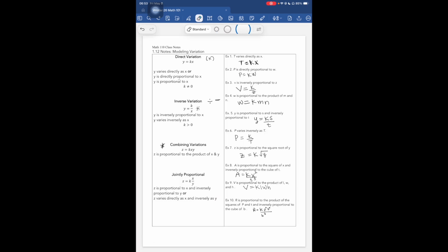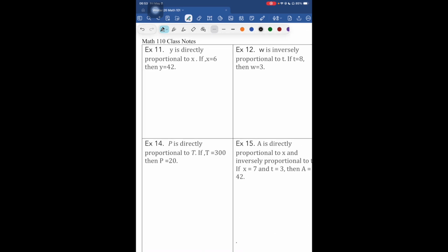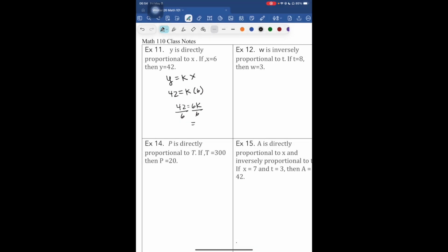Okay, now that we know how to use the verbiage and write all of these equations, we're going to go to the next page and we're going to solve them all. So this one says y is directly proportional to x. So let's write our equation. y equals kx. If x is equal to 6 and if y is equal to 42, then what does our constant k equal? So I'm just going to solve. Go backwards. This is the same thing as saying 42 equals 6k, because we're multiplying them together. If I want to solve for k, we're going to divide by 6, k equals 7.